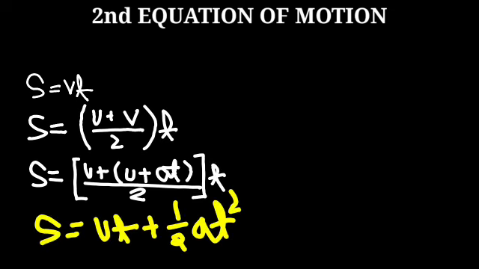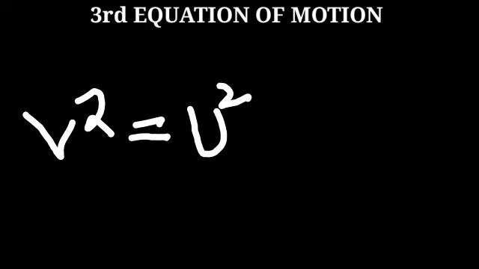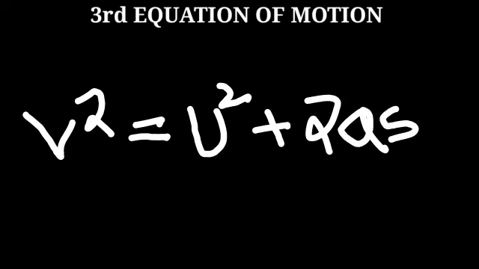Now, if we substitute the first equation of motion into this equation, we get our second equation of motion, s equals ut plus half at squared. This equation tells us the displacement of the object in terms of initial velocity, the time for which it moved, and its constant acceleration. The third equation of motion relates the final velocity to initial velocity, acceleration, and displacement.